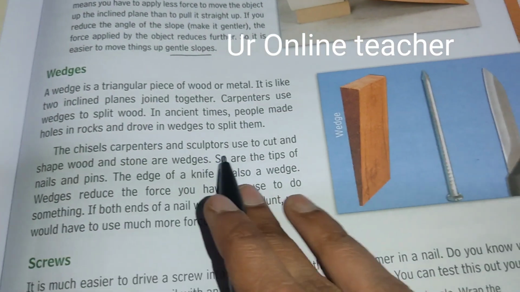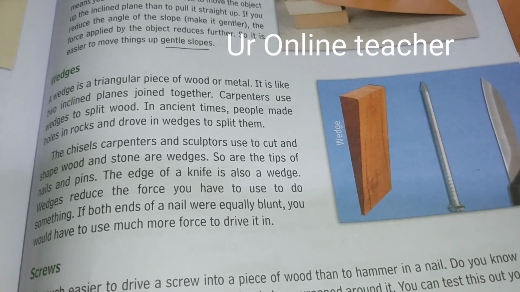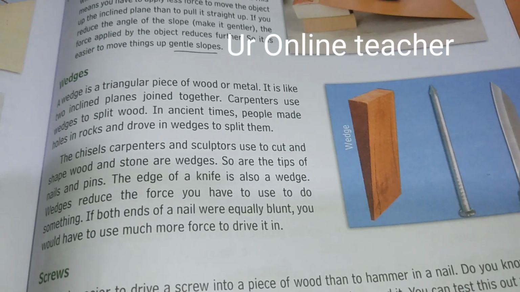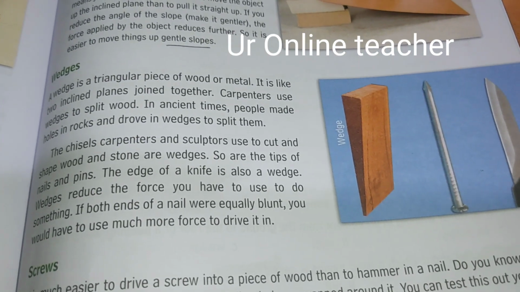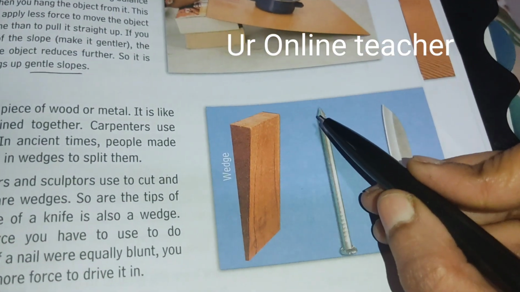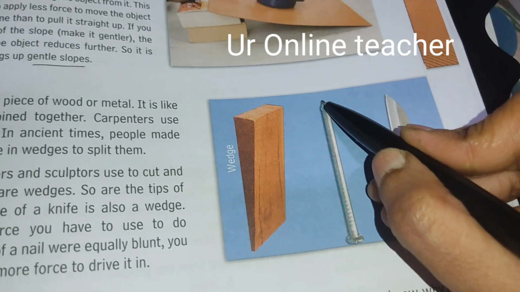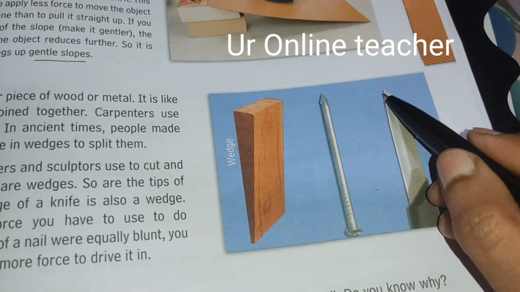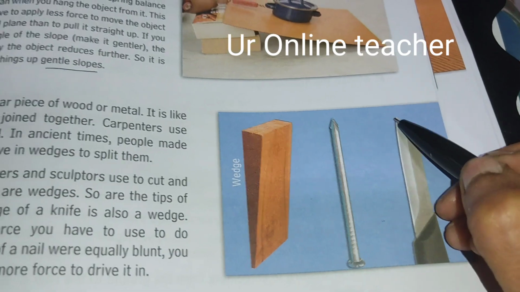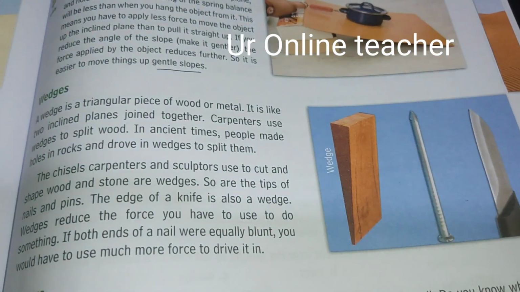These chisels are used by carpenters and sculptors to cut and shape wood. If they want to shape wood and stones, they use wedges. So are the tips of nails and pins. Nails and pins are nothing but wedges. See here, two inclined planes attached together. Knives. So the edge of a knife is also a wedge.